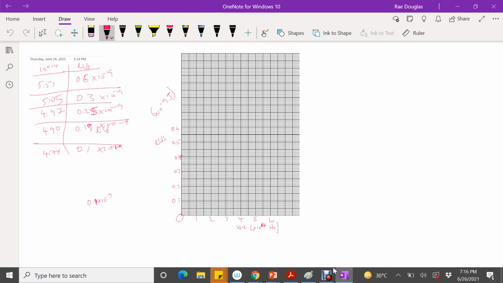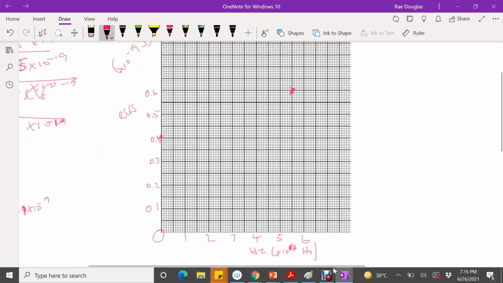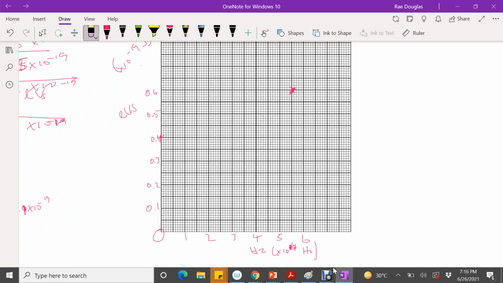So I believe the first point that we're looking at here is 0.6 times 10 to the minus 19 to practically 5.5. So that would be somewhere about here. Forgive me if my graph doesn't look as perfect, because I'm using a computer, but technically it would be somewhere here, right there.